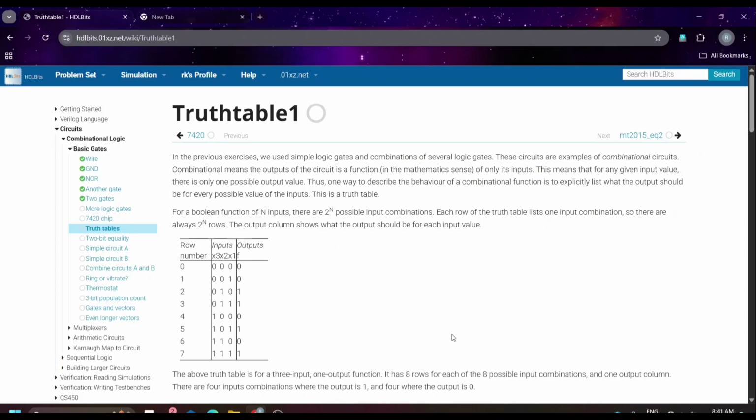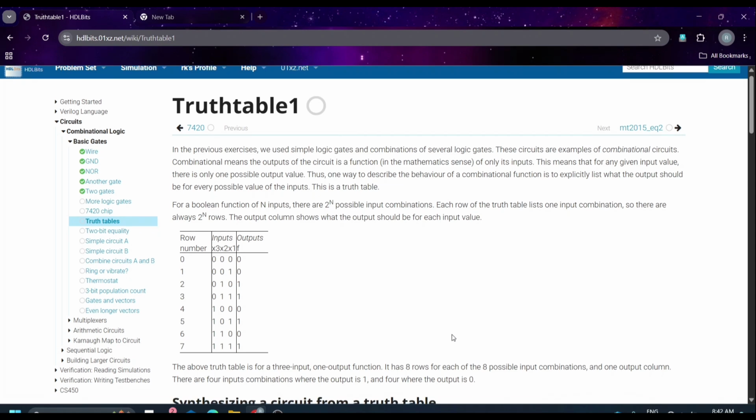Hello everyone. So till now we solved the questions in which the circuit was already given. Okay, so this is a new type of question where we don't have a circuit, we have a truth table, and based on the truth table we need to write the expression. What is the expression for that truth table, and we need to write the code for that expression.